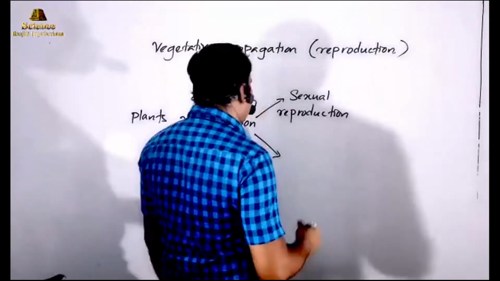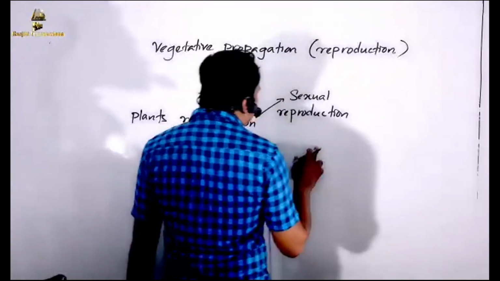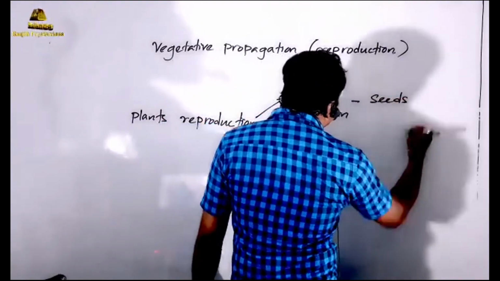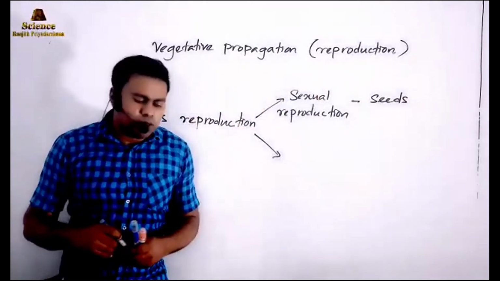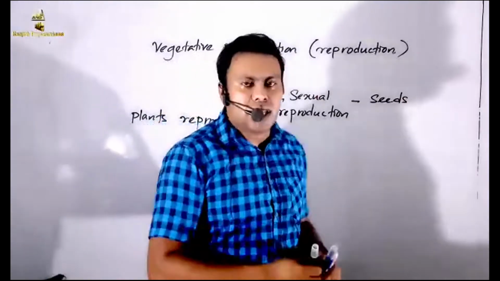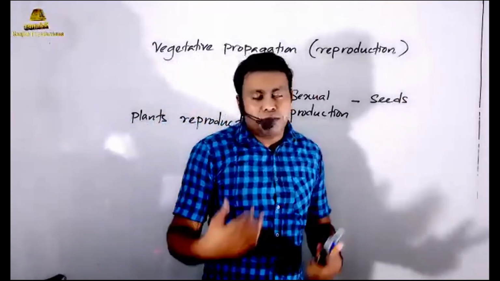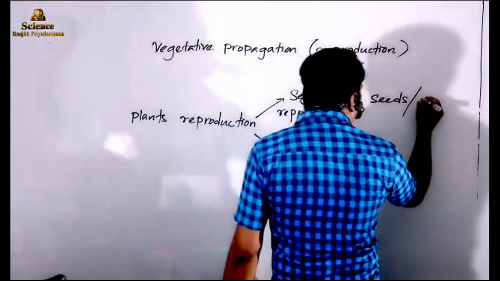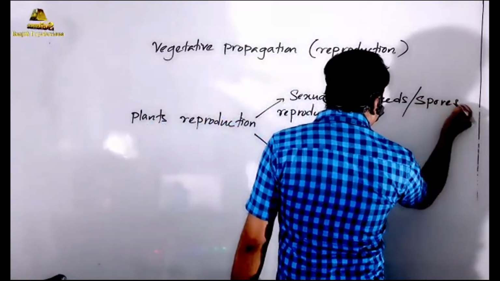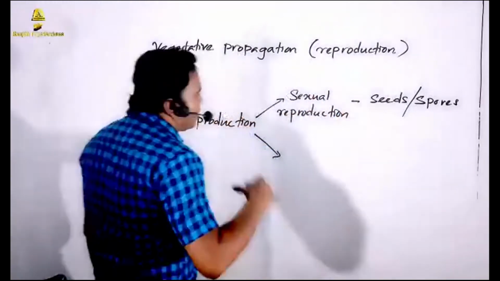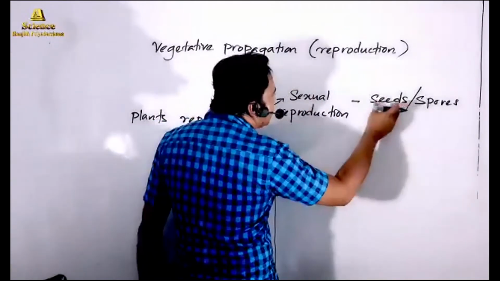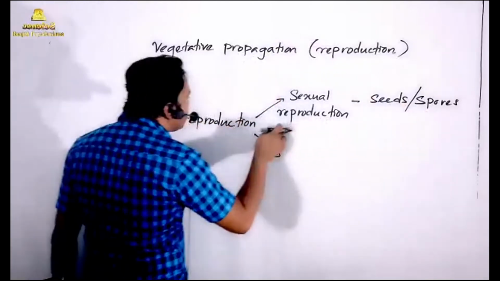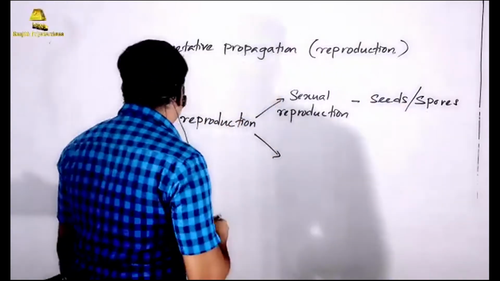Yes, in sexual reproduction, they make seeds. Flowering plants and non-flowering plants both make seeds. Sometimes they do not make seeds. Instead, they make spores. Now you can understand if a new plant is created by the germination of seeds or spores, we call that sexual reproduction.